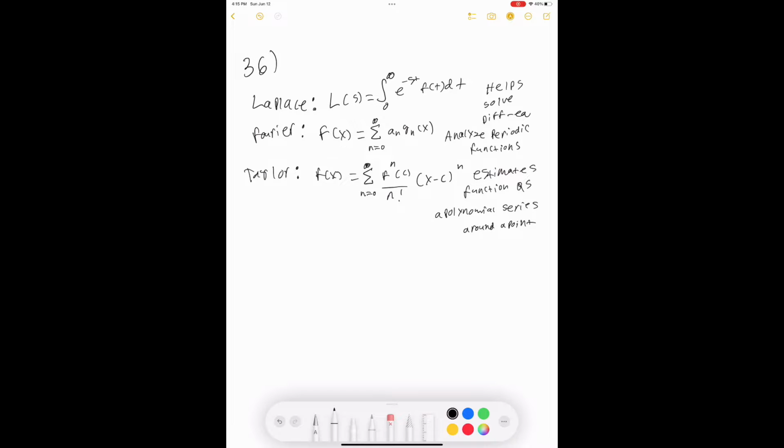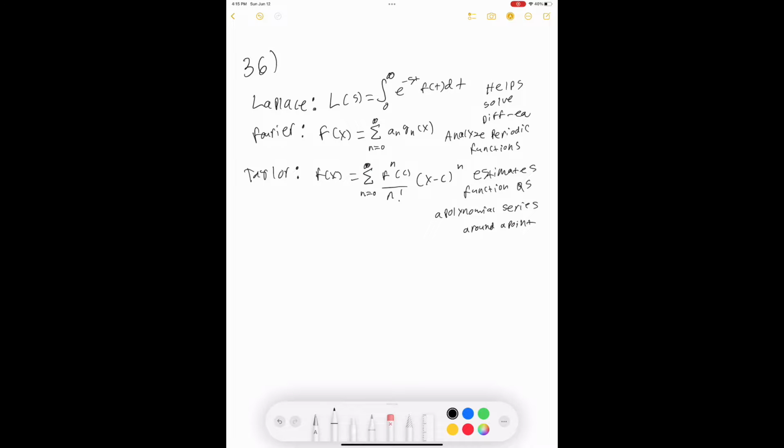Next up here, we've got three different mathematical concepts: the Laplace transform, Fourier transforms, and Taylor series. The Laplace transform is going to help us solve differential equations, and it's going to be the integral from 0 to infinity of e to the negative st times f of t, f is a function of t, times dt. We're going to be solving a Laplace transform later, so we can go into more depth then.